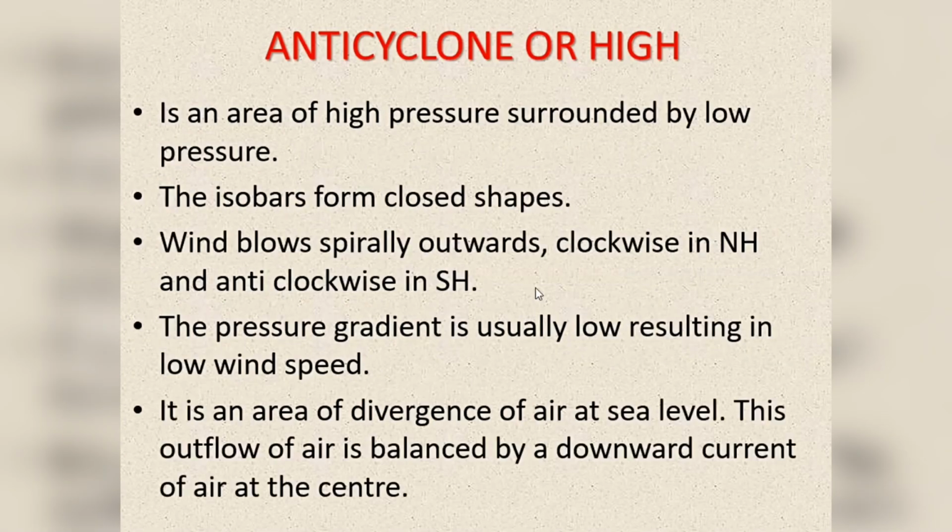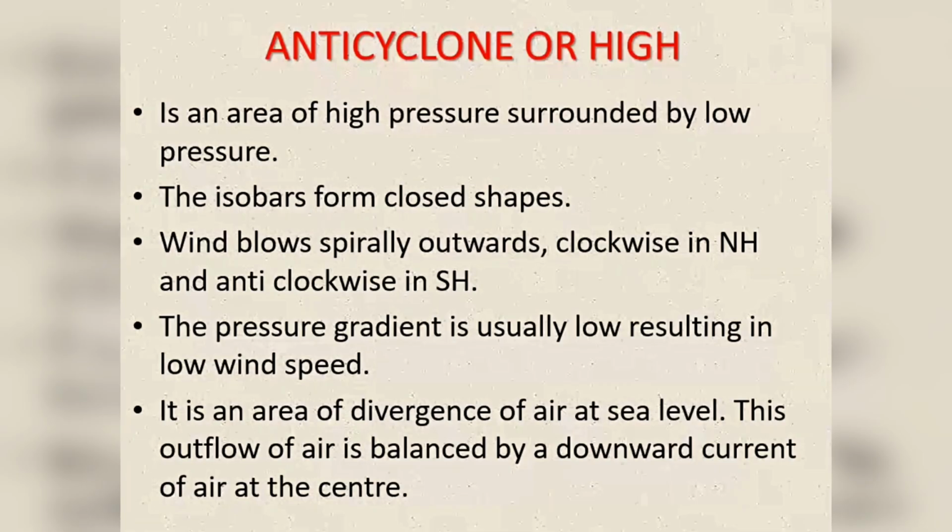So anticyclone है क्या चीज? It is an area of high pressure surrounded by low pressure. Isobars form closed shapes in anticyclone, and in both cyclone and anticyclone, you see these isobars are basically closed shapes. Winds blow spirally outwards, clockwise in northern hemisphere and anti-clockwise in southern hemisphere. So this is, we have seen, and pressure gradient usually low, so resulting in low wind speed.